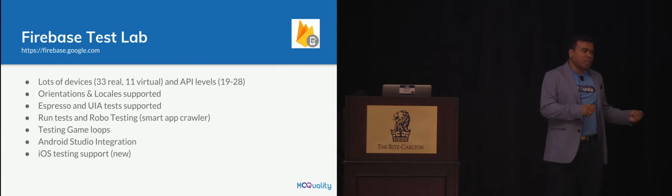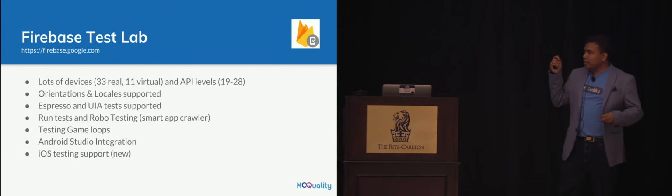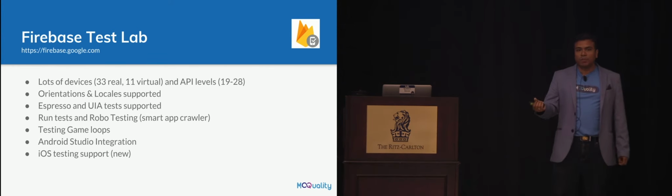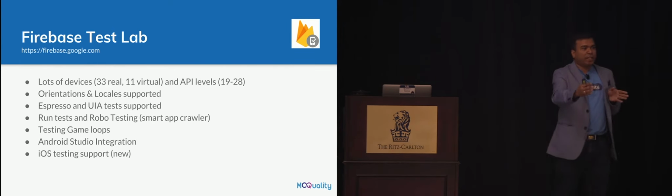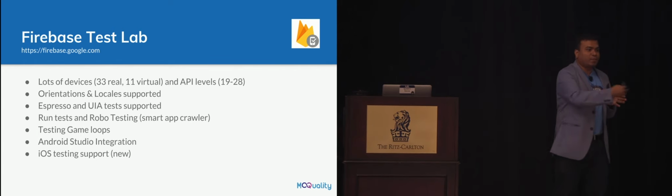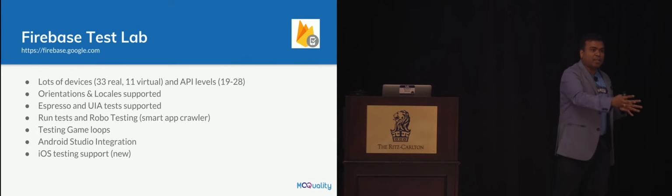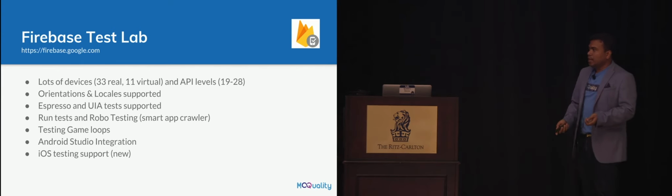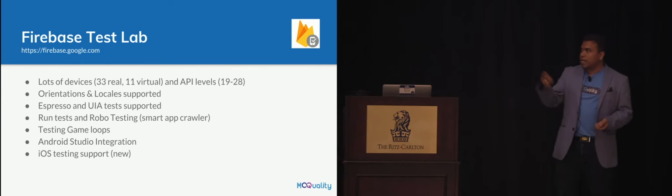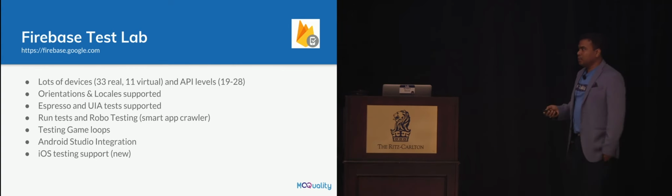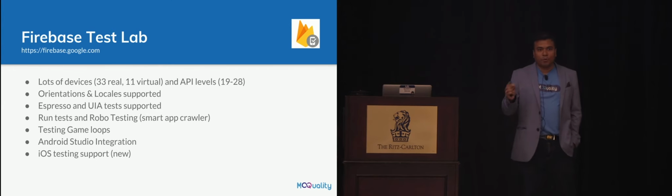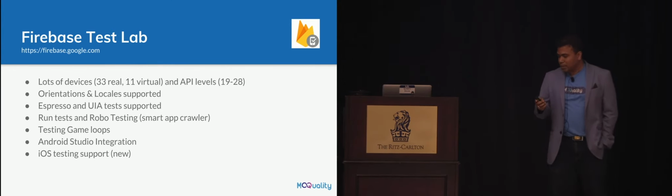They support both Espresso and UI Automator tests, and they support game loops. So if you are a game developer and you want to test a specific level of your game, you can define a game loop, without actually trying to do a gameplay, because it's really hard to write a test for a game. But if you program it in a game loop, Firebase Test Lab will invoke that game loop for you. And finally, in the last I/O, they also announced iOS testing support. All the three device farms that I'm going to talk about have iOS testing support as well. But this being an Android conference, I'm only going to cover the Android testing part.